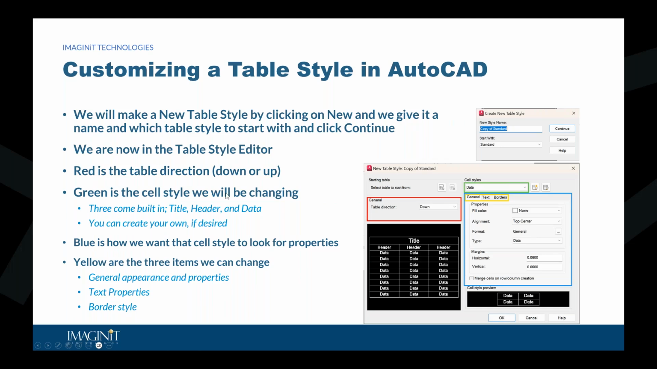That's that. The green is the cell style we will be changing. So all 3 of those cell styles from the first one where I talked about title, data, and header will appear here. You can also create your own if you want. The title, header, and data come built in. We can create our own. Blue is what you want the properties to look like for that cell. And the yellow are the 3 items we can change. We can change the general appearance, the text specifically, or the borders specifically.